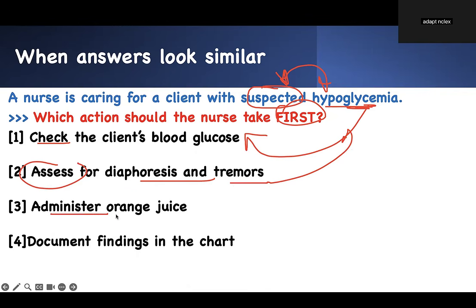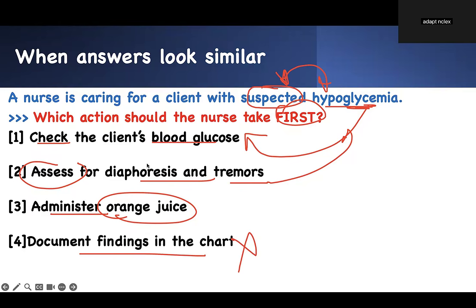This one said, give the patient orange juice. Which one do you think? Decide. The last one said, document the finding. You can say this is not, you're not doing anything. So because it's a prioritization, you got to do something. Number 4 is wrong. Now, if you look at 1 and 2, they're saying the same thing.